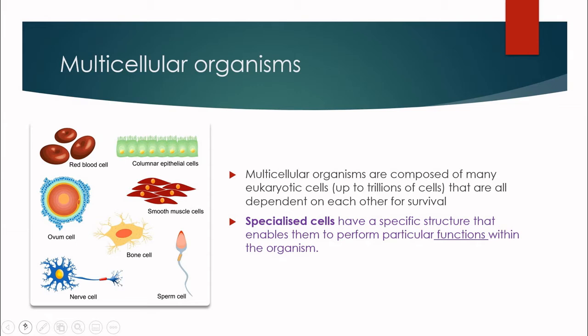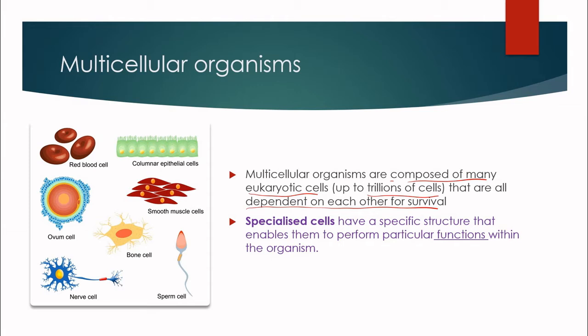So let's now have a look at multicellular organisms. As the name suggests, it's pretty straightforward. Multicellular organisms are composed of many eukaryotic cells. You'll never find a prokaryote as a multicellular organism, well, not on Earth anyway. Up to trillions of cells make up a multicellular organism, such as ourselves, that are dependent on each other for survival. So unlike a prokaryote, which has to do everything for its survival, the cells in a multicellular organism will depend on each other depending on what job they have.